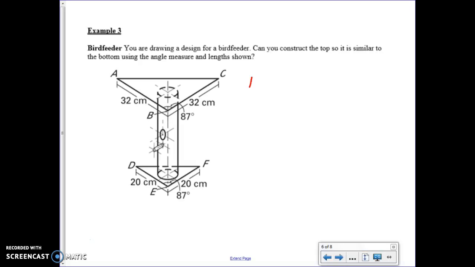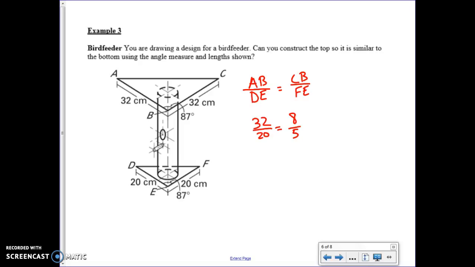So AB would pair up with DE, and CB would pair up with FE. That would be a statement of proportionality. And if we look, both of them have a ratio of 32/20. So without even reducing, we know that they're going to be the same. But we can reduce that. 32/20, both divide by 4, and we get 8/5. So both of them have that scale factor of 8 to 5.